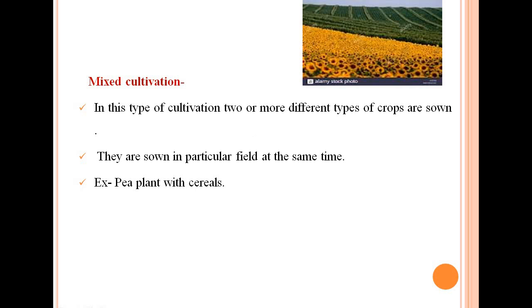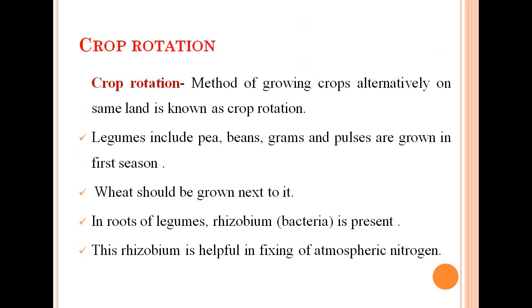In this, what is happening? Both types of plants are being grown in the same field. Pea plant with the cereals. What is happening here? The cereal is getting the nitrogen nutrient from the leguminous plants, and the leguminous plant is taking nutrients from the cereal plant. So in this way both are benefiting from each other, or one crop's needs are fulfilled by the other. Clear? So next we are moving to the next technique, that is crop rotation.